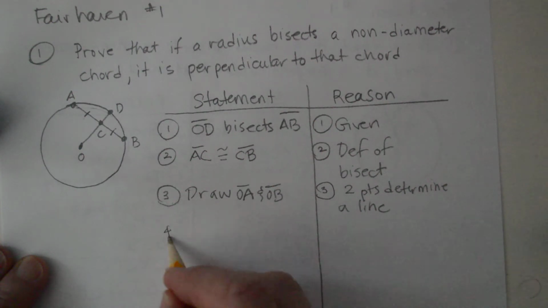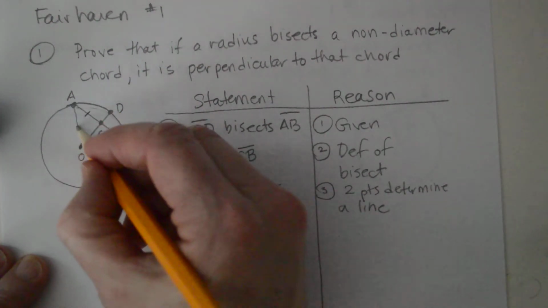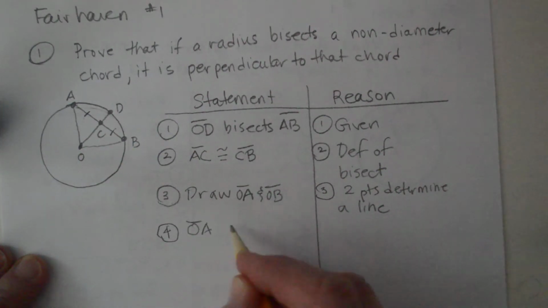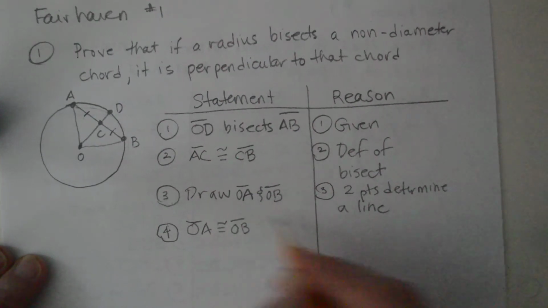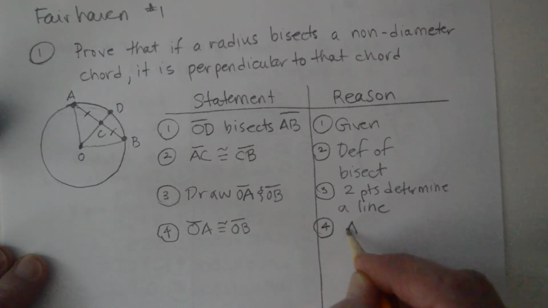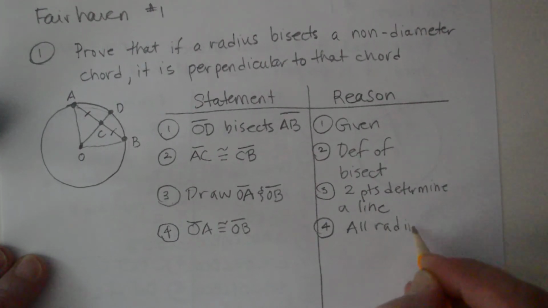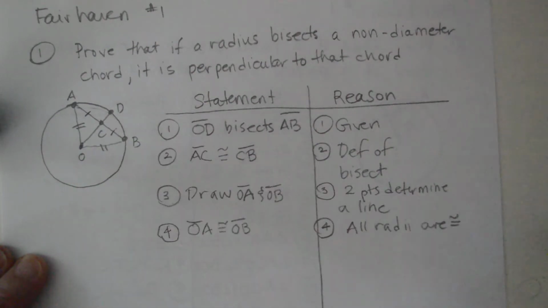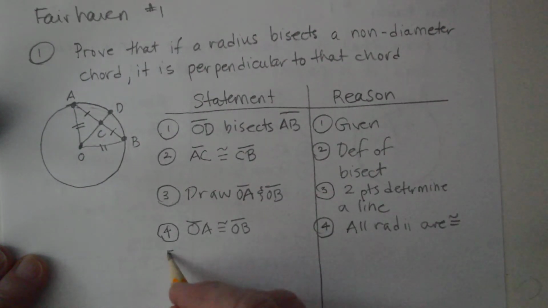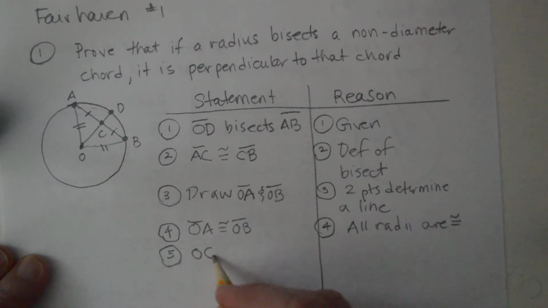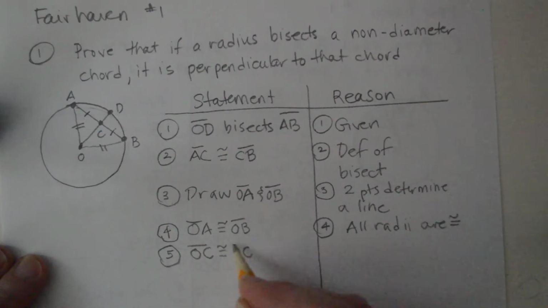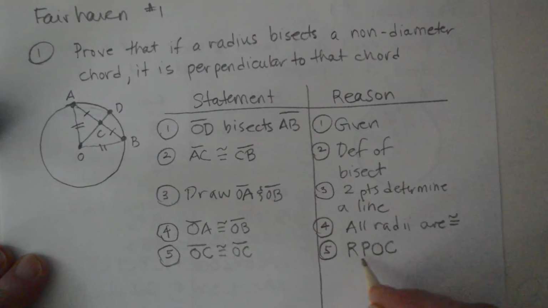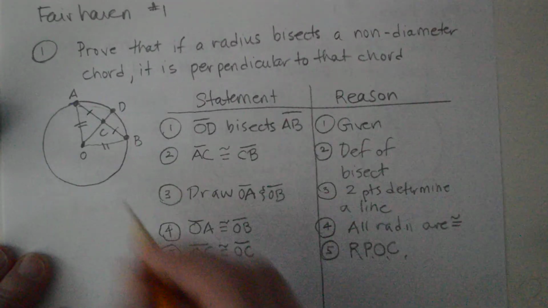All right, step number 4 is, now that we've drawn them, we're going to say that OA and OB are congruent. And the reason is all radii are congruent. So we've got this right here and this right here. Hopefully you see where he's heading with this. Then he's going to say OC is congruent to OC. Reason, RPOC, reflexive property of congruence. A segment is congruent to itself.